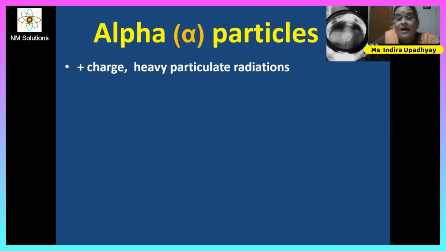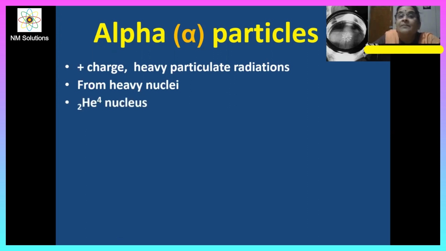What are alpha particles? Here you can see a cloud chamber used by a physicist to detect the alpha radiations. They are positively charged heavy particulate radiations. They are emitted from the heavy nuclei, just like a nuclear family coming out of the joint family, just to reduce the clashes and improve the peaceful conditions. That's to get stability.